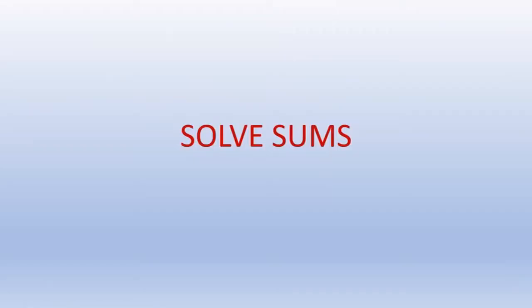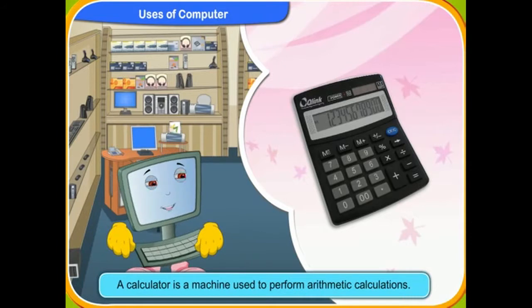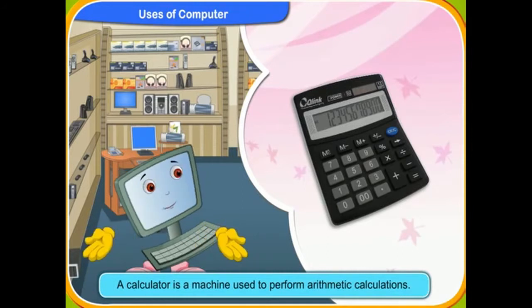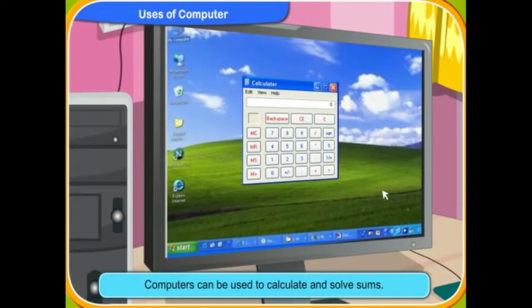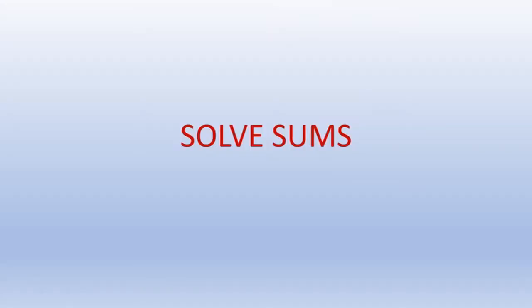Solve sums. Ma'am has already told you. If ma'am is giving you 1 plus 1, you can say the answer. It's 2. But what if I give a big number, 432 plus 398? It is not easy to do that, isn't it? So our computer will do it for us. Computer will solve sums. What is the spelling of sums? S-U-M-S.